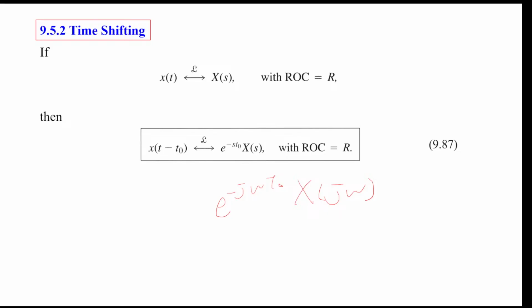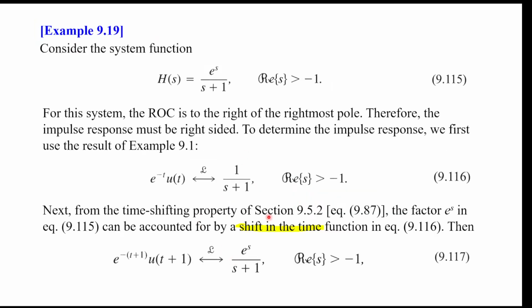If we shift by t0, then we get an extra e to the s t0. So if we pick t0 equal to -1, then we have t plus 1 and we get e to the plus s here. Applying this time shift property with t0 equal to -1, we get the Laplace transform pair we want: the extra e to the s here, and on this side e to the minus (t plus 1) u of t plus 1.